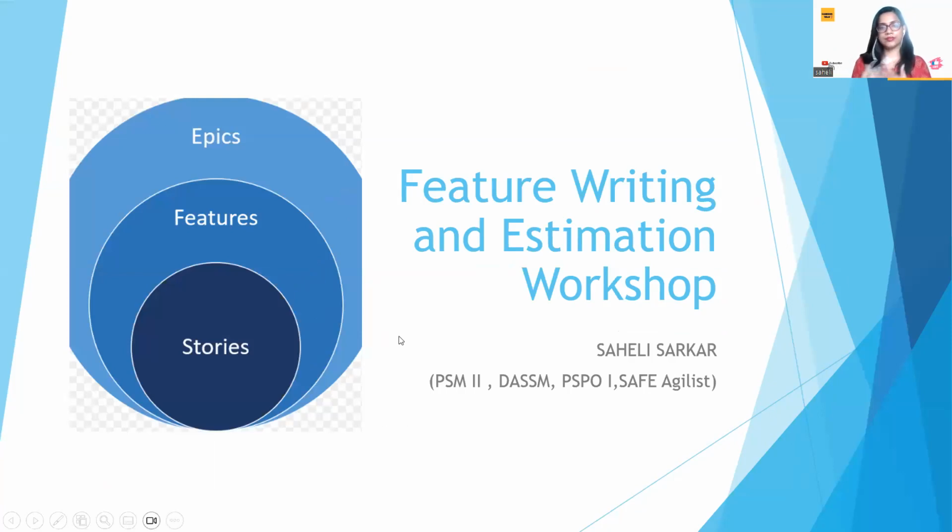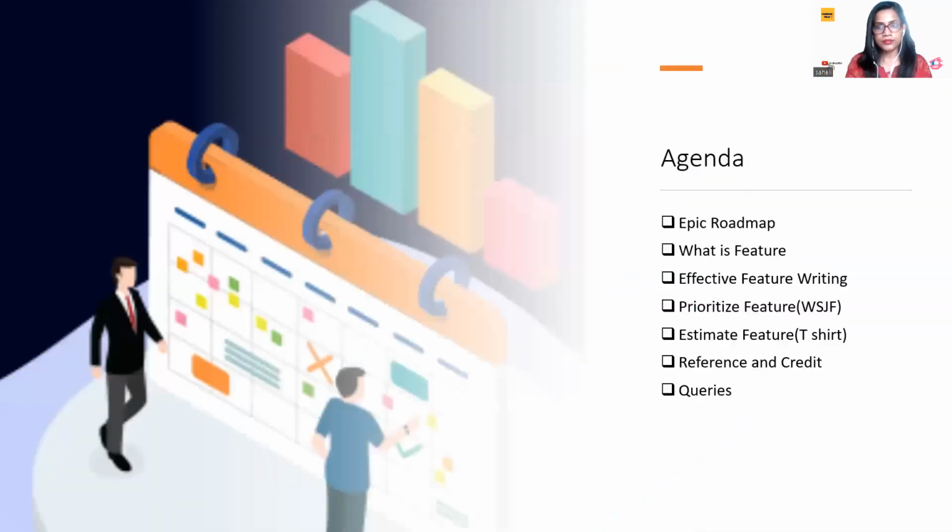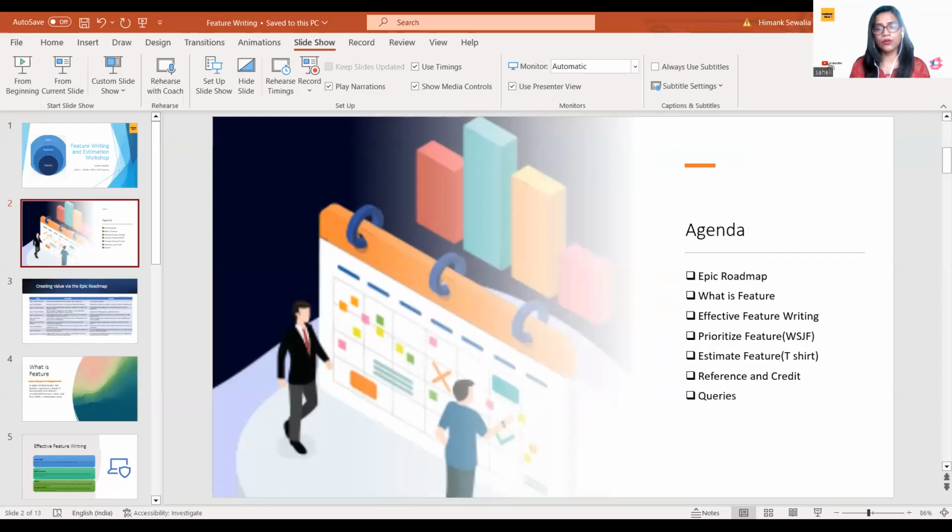Okay, so this is our feature writing and estimation workshop. The agenda for today's session is we will cover the epic roadmap. We will deep dive into what is a feature, what is effective feature writing, how to prioritize a feature, how to estimate a feature. Along with that, we will also take your queries. Once you watch the session, you can drop your queries in the comment section and we will try to address your queries. Okay, so let's start.